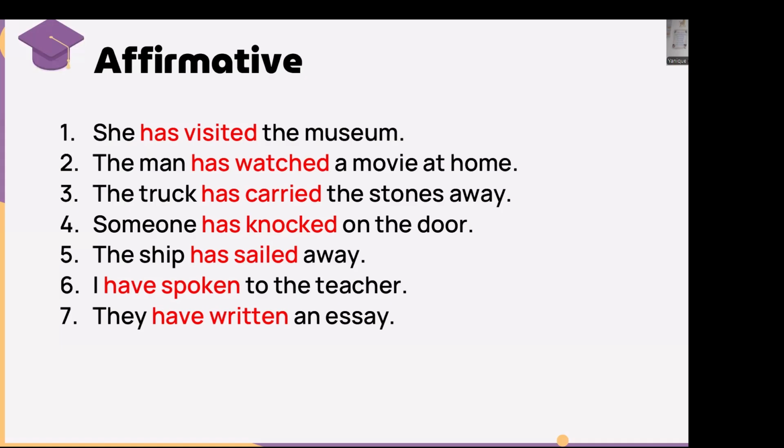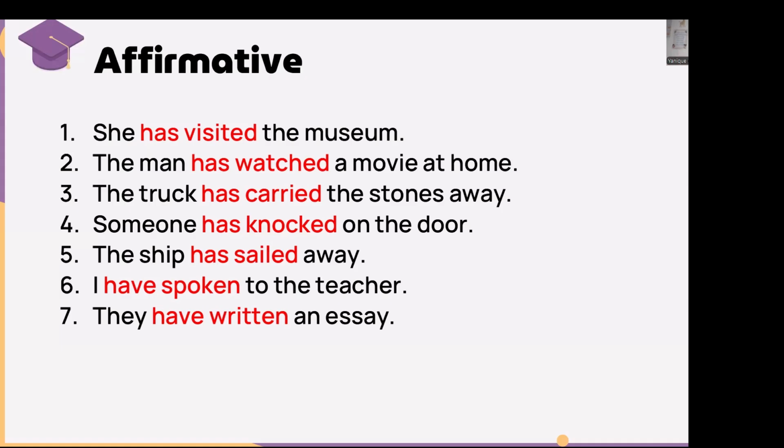Number 3, the truck has carried the stones away. Someone has knocked on the door. The ship has sailed away. I have spoken to the teacher. They have written an essay. They have written an essay, okay? So this is the affirmative structure.